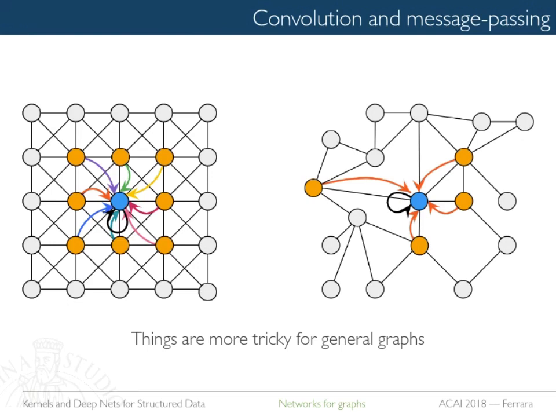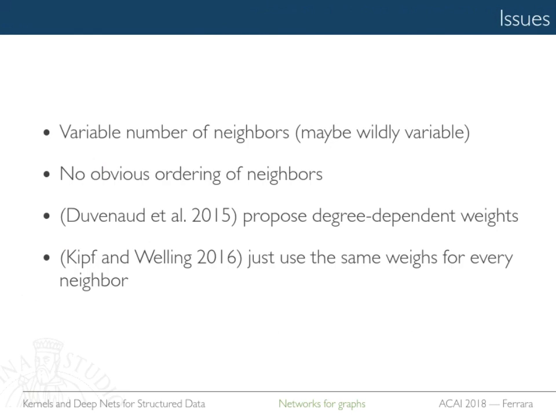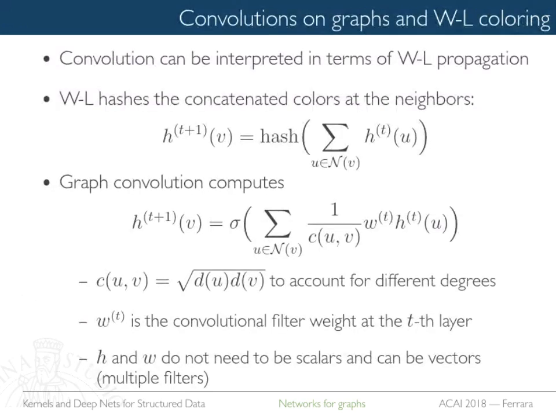You use black for the self message, and you use the same weight everywhere for the neighbors. Same color everywhere, right? This is what Kipf and Welling did a few years ago. Just use the same weight. It's a very simple idea. Actually, in this other paper by Duvenaud, they propose to use weight which is dependent on the degree. But this one just works better. Okay. So that's the idea.